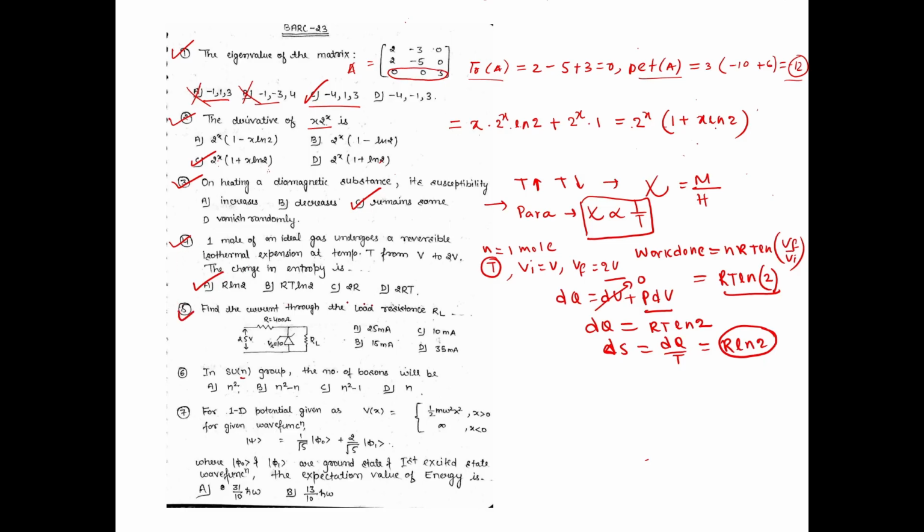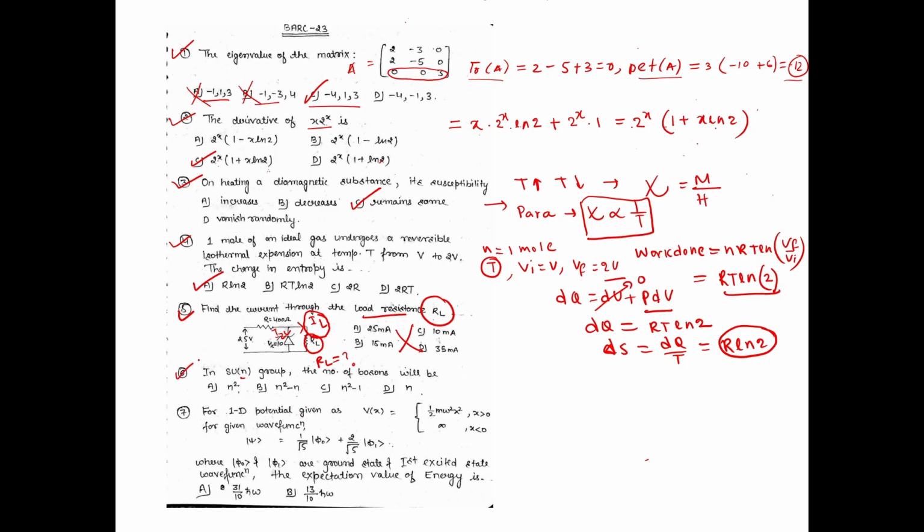Next: find the current through the load resistance RL. So what will be the current through RL? Now to find the current through RL, this is the load current IL and this is the Zener current IZ. But to find the current through RL, we need to know the value of RL. But RL is not given here, so this one is incomplete.